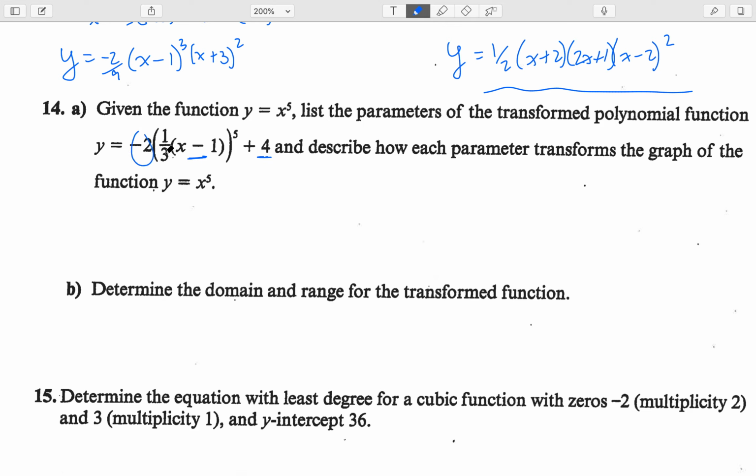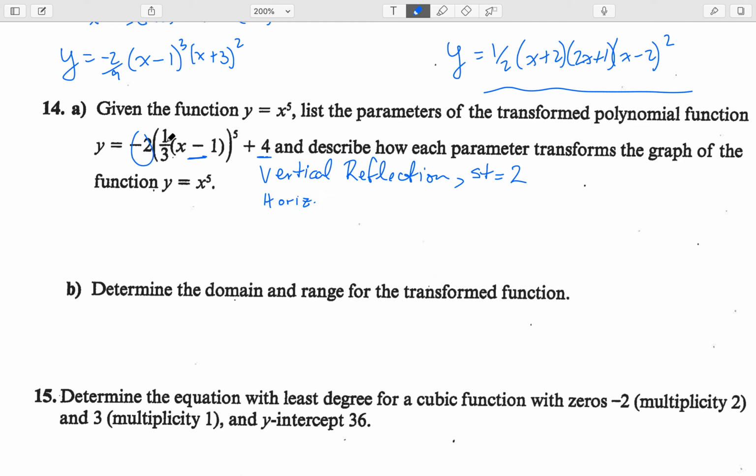Okay, so I know this is a vertical reflection, right? Flipping it upside down. Okay. And it's a vertical stretch of 2, so it makes it twice as tall. What about this? This is touching the x, right? Oh yeah. So it's going to be a horizontal.